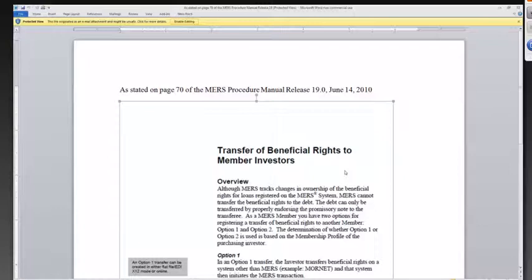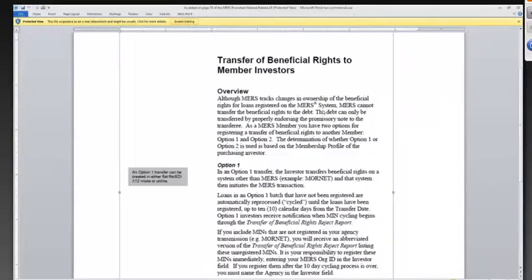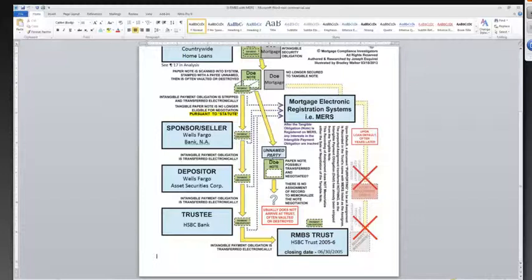So again, when you look at page 70, I've got all the manuals in front of me. I've got their PowerPoint presentations. I read them. I've gone through it. So they're saying the debt can only be transferred by properly endorsing it to the transferee. So when we're looking at this, again, we've got the note with the intangible obligation stripped out. It's over here. The note, we don't know where the note is. It's in Timbuktu.